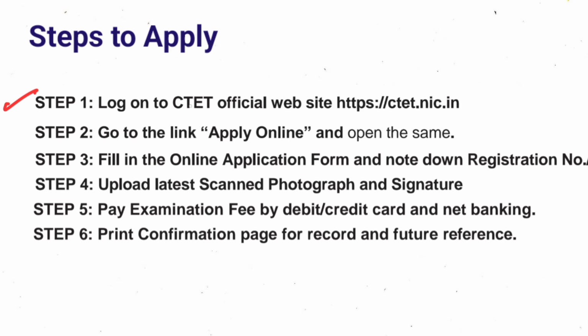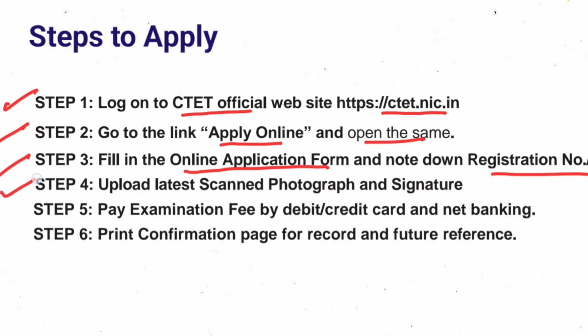Step 1, you need to log in on the CTET official website, which is ctet.nic.in. Then step 2, you need to click on the link apply online and open the same. Step 3, you need to fill in the online application form and note down the registration number. Step 4, you need to upload your latest scanned photograph and signature. Step 5, you need to pay the examination fees using debit card, credit card or net banking. And the final step, you need to take a printout of the confirmation page for record and future reference.